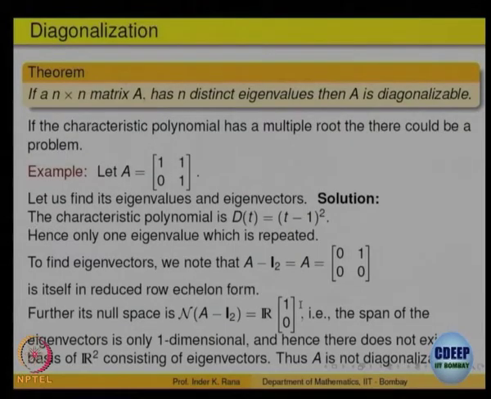So that means I cannot find a basis of R2 consisting of eigenvectors. What does the previous theorem tell me? This matrix is not diagonalizable, because there is only one eigenvalue, and for that eigenvalue lambda equal to 1, I can find only one linearly independent eigenvector, because the solution space has dimension 1. So, for a repeated root, can I find that many linearly independent eigenvectors for it or not? Essentially it boils down to that.